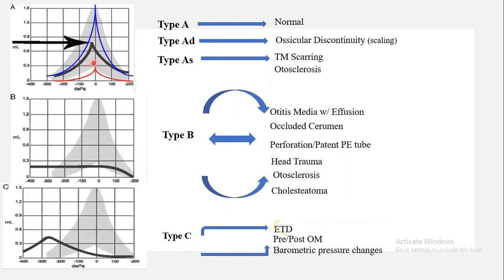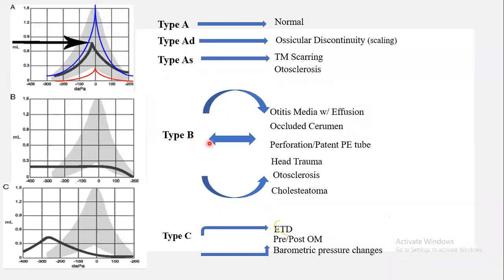So in type A, more energy is going through. In AS, due to ossicular fixation or a mass in the footplate of the stapes, the energy passing is less. So we can easily correlate. Whereas in discontinuity, our ossicles are moving too freely. So the AD type of tympanogram is seen in ossicular chain discontinuity.